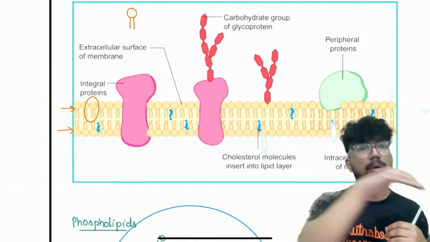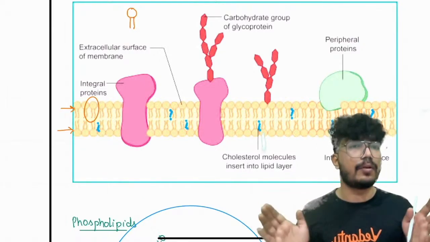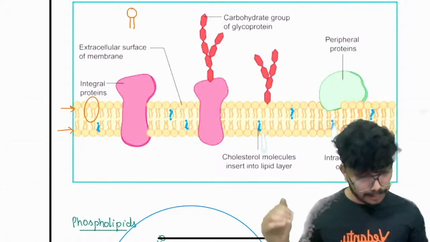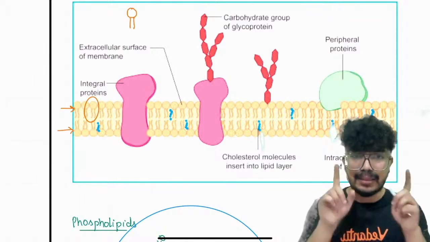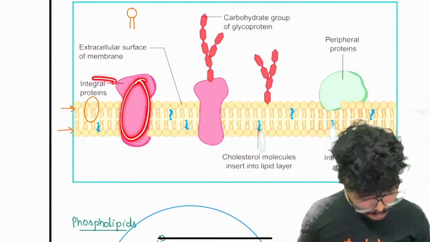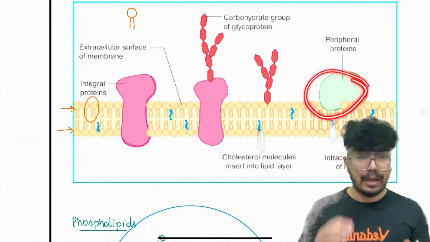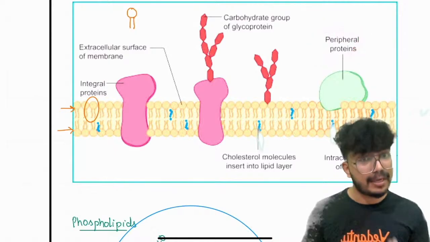And if you look, the proteins are there. The proteins are embedded, just the way protein icebergs are in the sea of lipid. Icebergs in the ocean, the same way protein icebergs in the sea of phospholipid. Now, some proteins are completely embedded in the plasma membrane. They are the integral proteins, right? I'll highlight this. This is an integral protein. This is an integral protein. And some proteins are present superficially, so they are the peripheral proteins. So this is a peripheral protein.